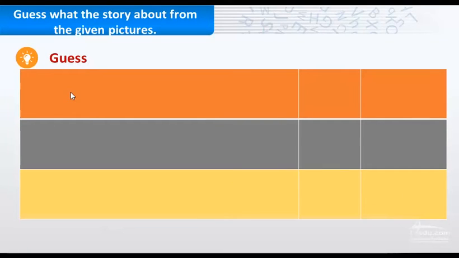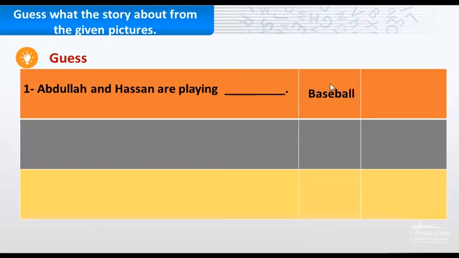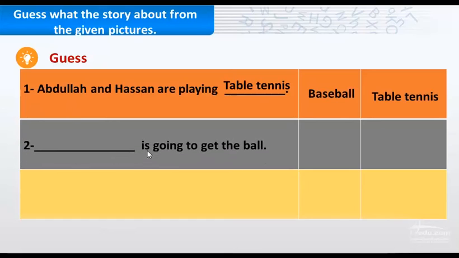Guess. Number one. Abdullah and Hassan are playing baseball or table tennis. What do you think? I guess they were playing table tennis. Number two. Who is going to get the ball, Abdullah or Hassan? I guess Abdullah is going to get the ball. That's true. Abdullah is going to get the ball.